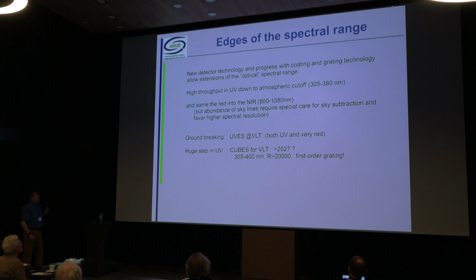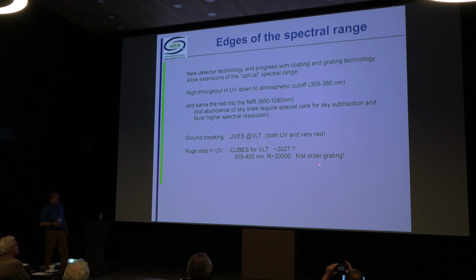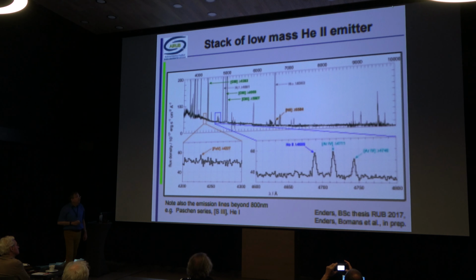but we can go there. And the first spectrograph which really did this full spectral range was UVES at the VLT. This is a tricky thing, especially in the UV, because of the coatings and all that. A huge step will be CUBES, a spectrograph which will be defined for this cut-off region with R of 20,000, and to get high sensitivity that will be operating.